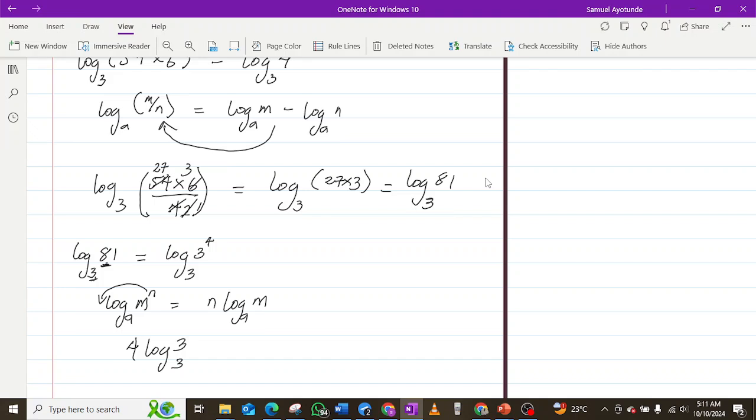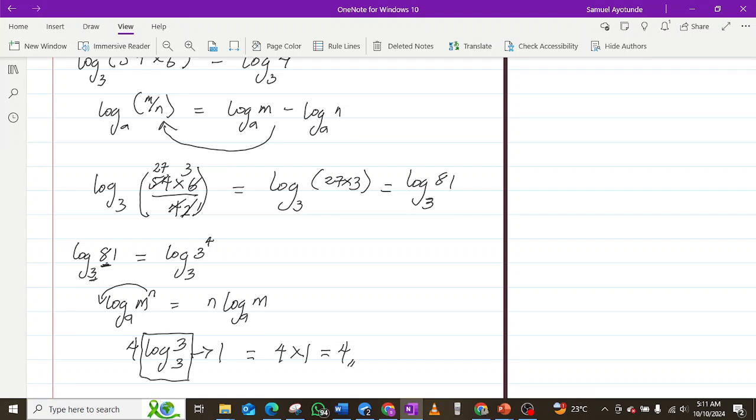4 log 3 base 3. Now, there is a law that also says that when the base and the argument are the same, the answer is equal to 1. That implies everything here in the box is equal to 1. So that means we have 4 times 1, which is equal to 4.